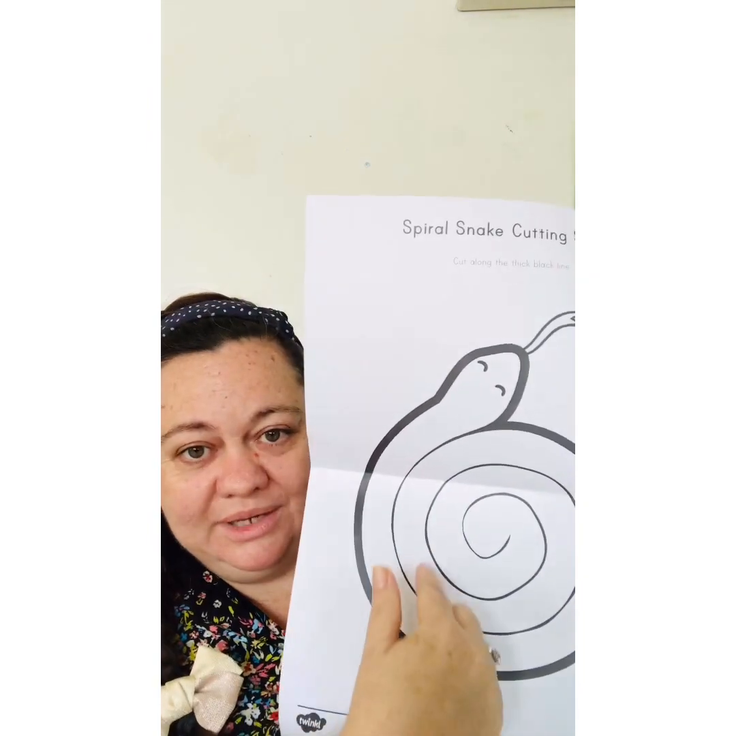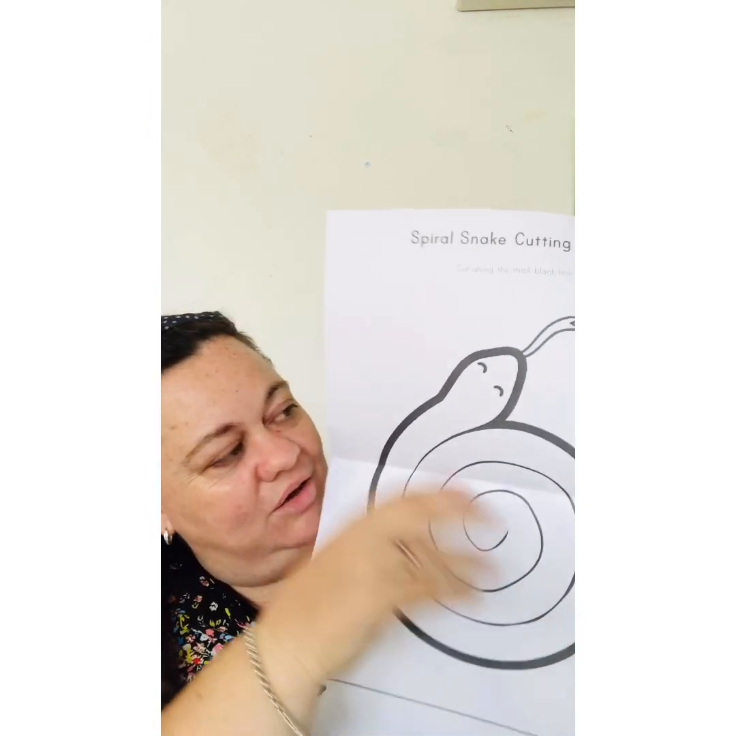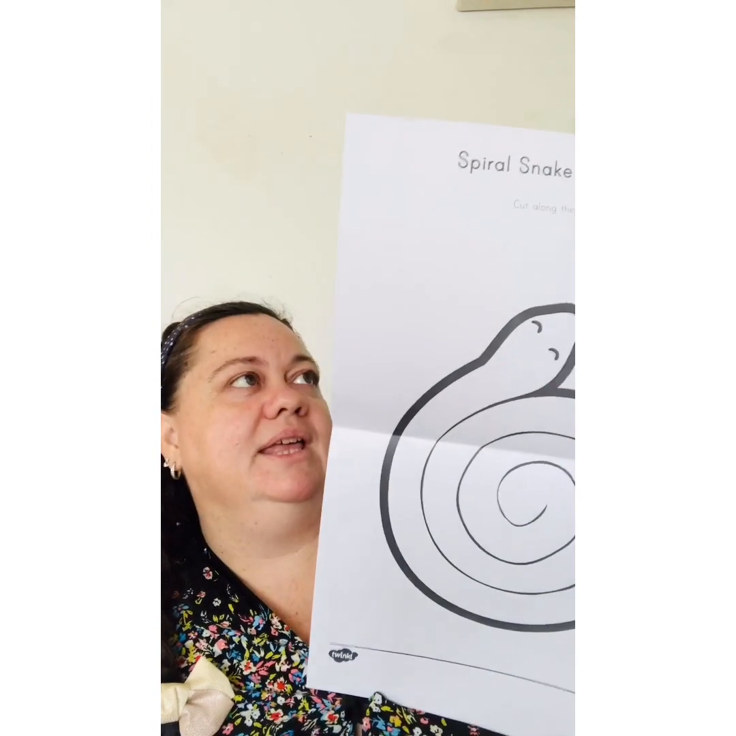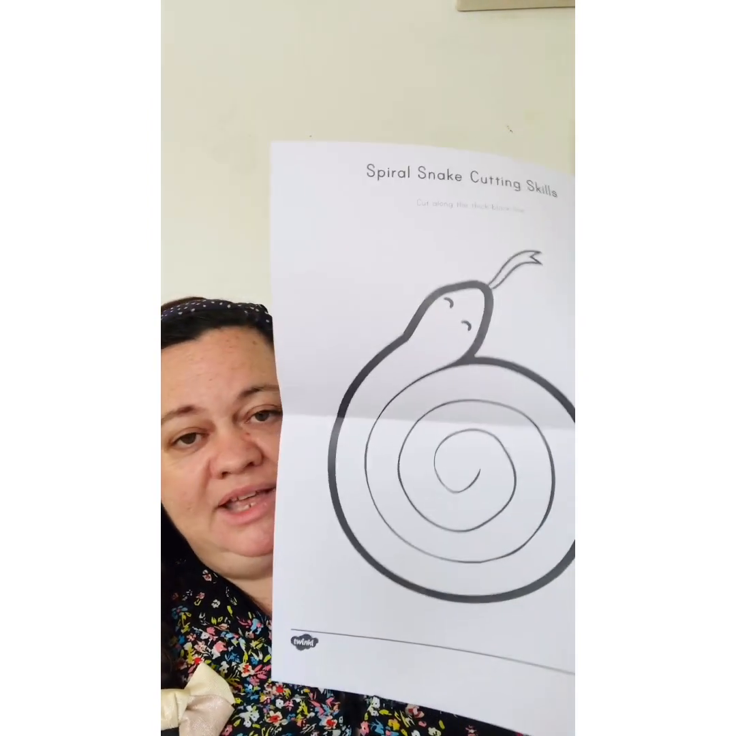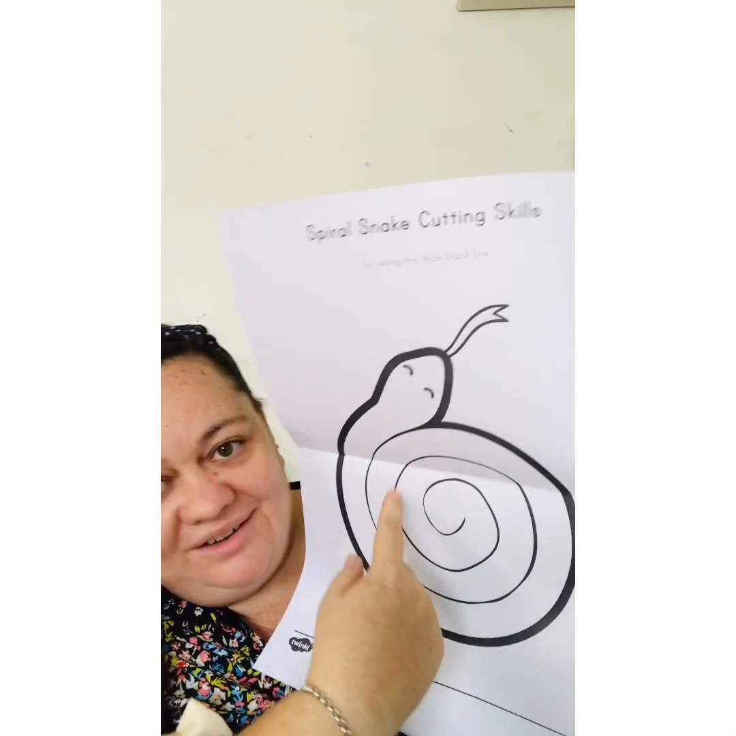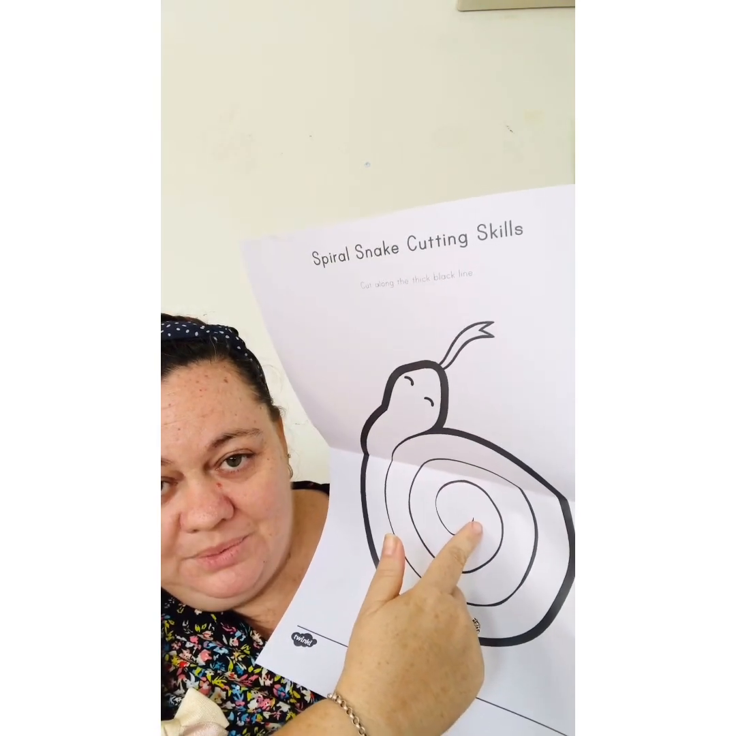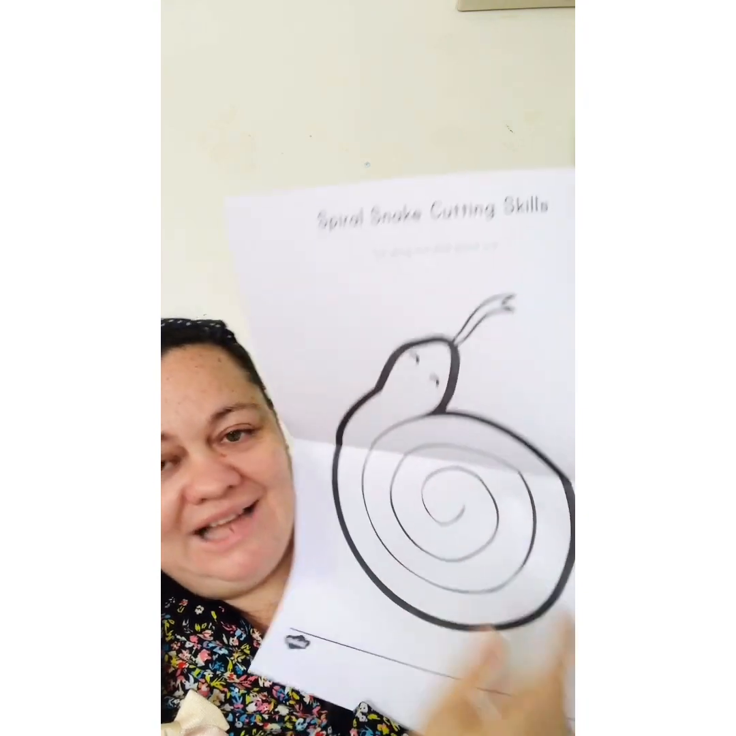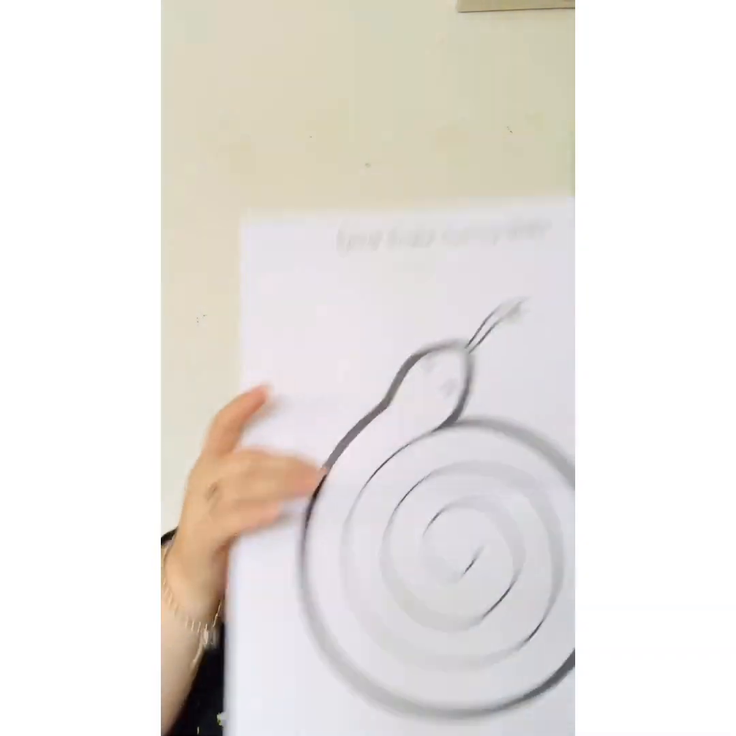You know, we've been talking about different patterns. Or your snake can just be one color. This is your snake. It can be any color that you want. But when you finish, you need to go round and round and round and stop. See how long your snake is when you finish cutting it. I'm sure it's going to be very long.